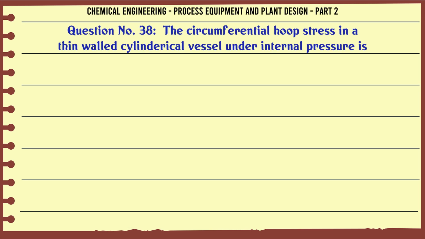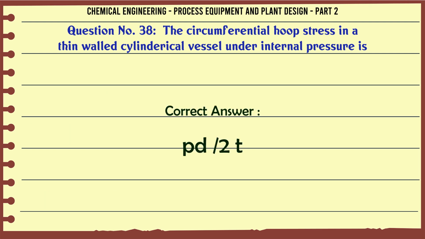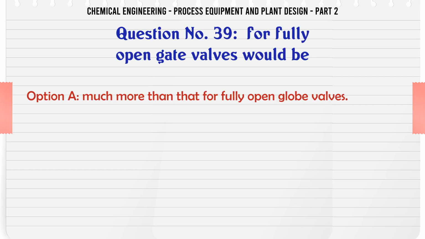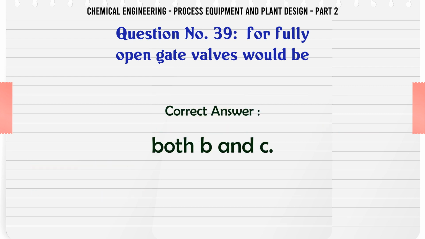The circumferential hoop stress in a thin-walled cylindrical vessel under internal pressure is A. PD/2T, B. PD/4T, C. PD/T, D. PD/3T. The correct answer is PD/2T. For fully open gate valves, the pressure drop would be A. Much more than that for fully open globe valves. B. Much less, say 2, than that for fully open globe valves. C. Around 7. D. Both B and C. The correct answer is both B and C.